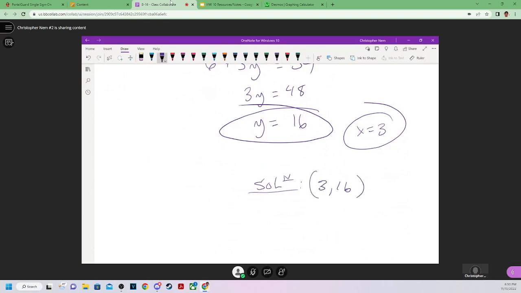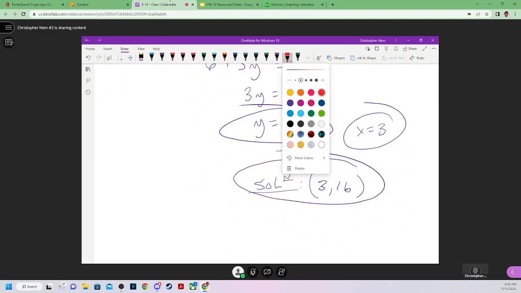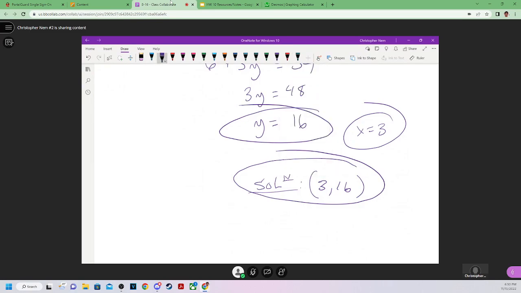The order does matter. You need to tell me what's the x value, what's the y value. So make sure you have that. And the way it's going to be working on tests, if you do not put the solution down, if you just tell me x equals 3, y equals 16, I'm not going to give you full credit. So make sure you have this final solution as an ordered pair. Alright, so that covers that.